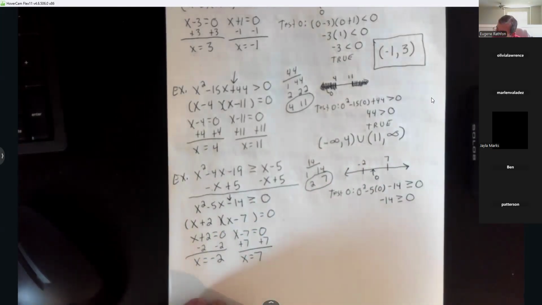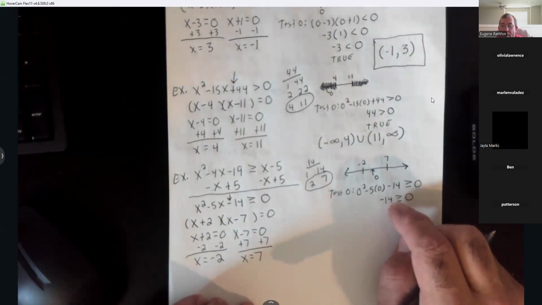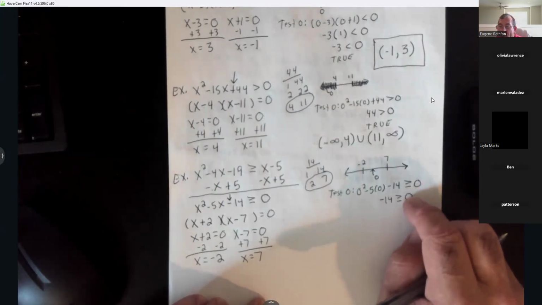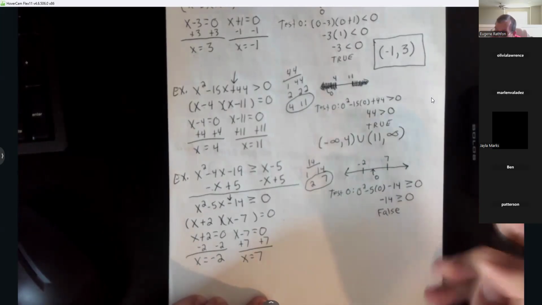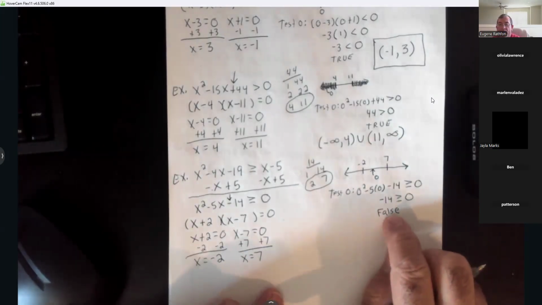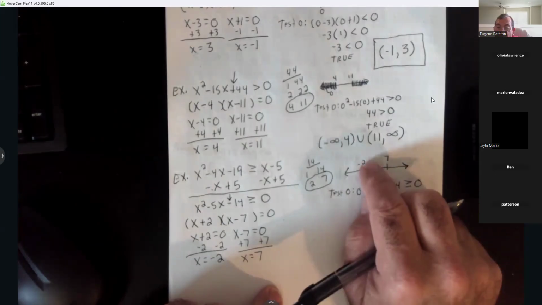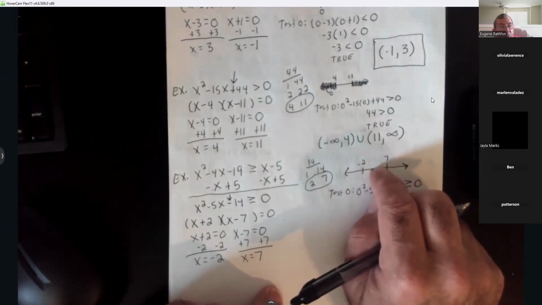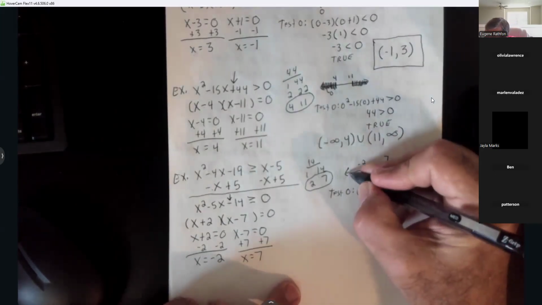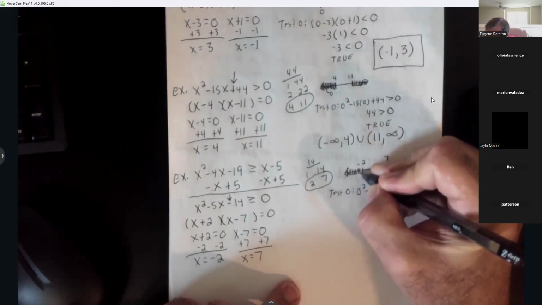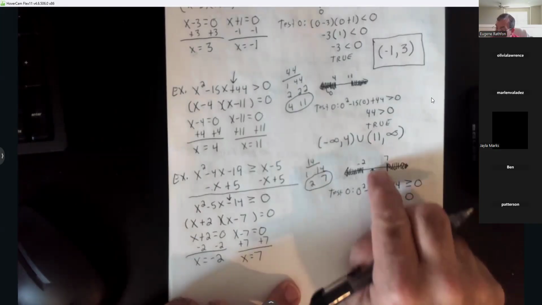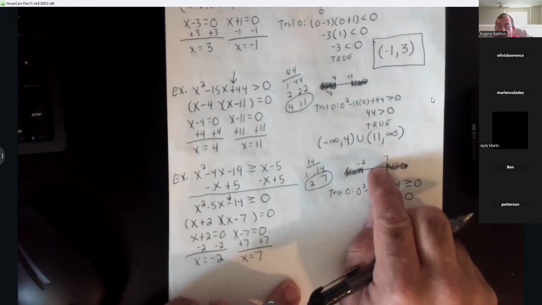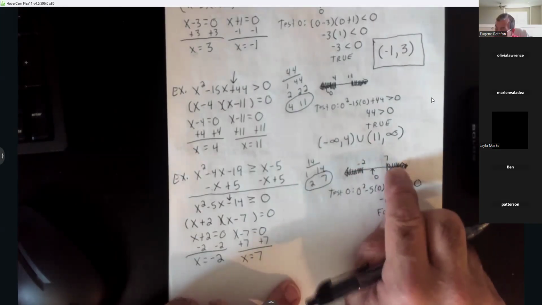True or false? Well, y'all, that is definitely false. Negative numbers cannot be greater than 0. So that is false. So since that's false, I do not shade the section where the 0 was located. That means I got to shade the outer sections. So true, you shade it. False, you got to shade the outer sections.